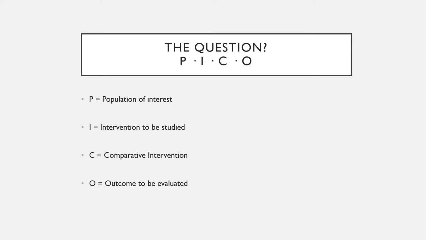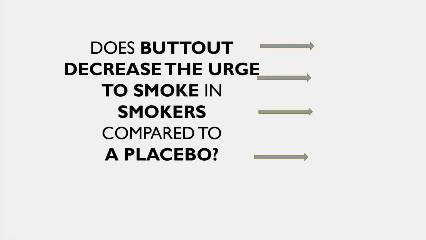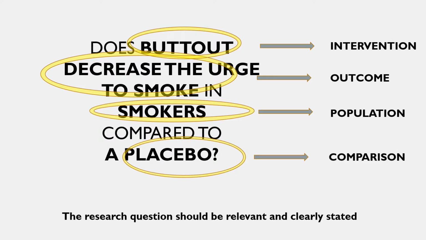The initial design of an RCT must start with a hypothesis and a clearly defined research question. A good research question should use the PICO format. As an example, let's say researchers have come up with an incredible drug that will stop or decrease the urge to smoke. Let's call this Butt Out. An example of a research question might look something similar to this.